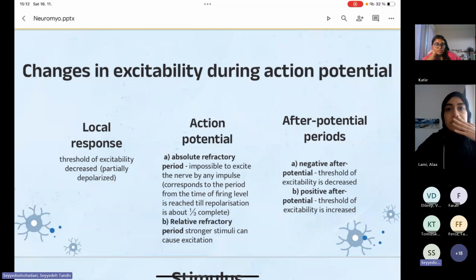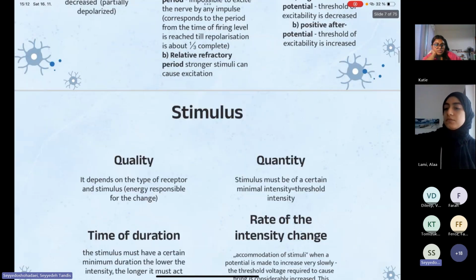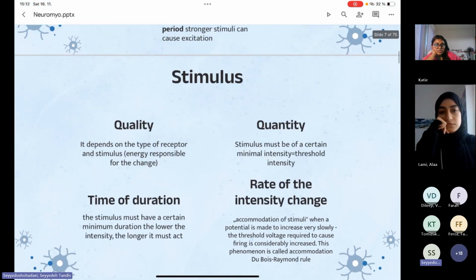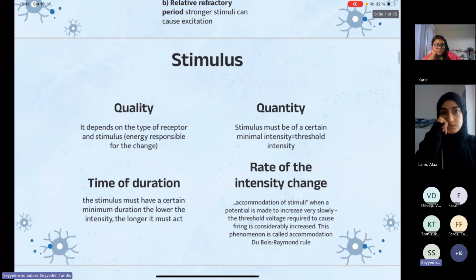And the after-potential periods aren't that important. Just know what they are. Negative after-potential is when the threshold of excitability is decreasing, but positive is when it's increasing. It can be due to different reasons, but you don't need to know that. Just know what they are.